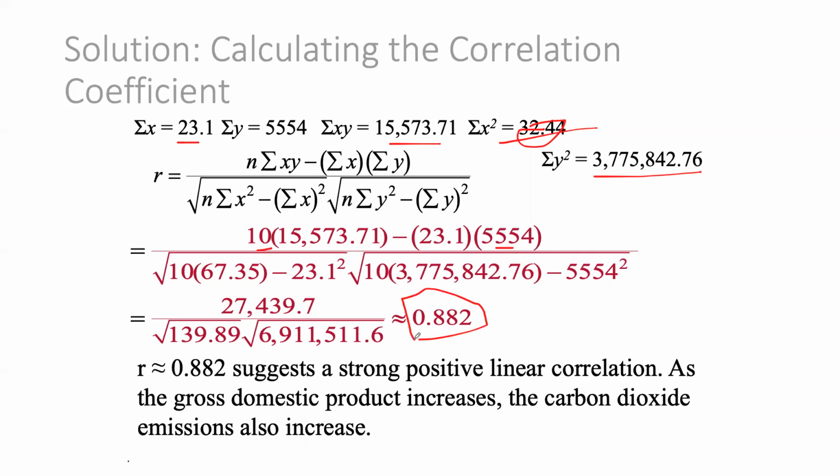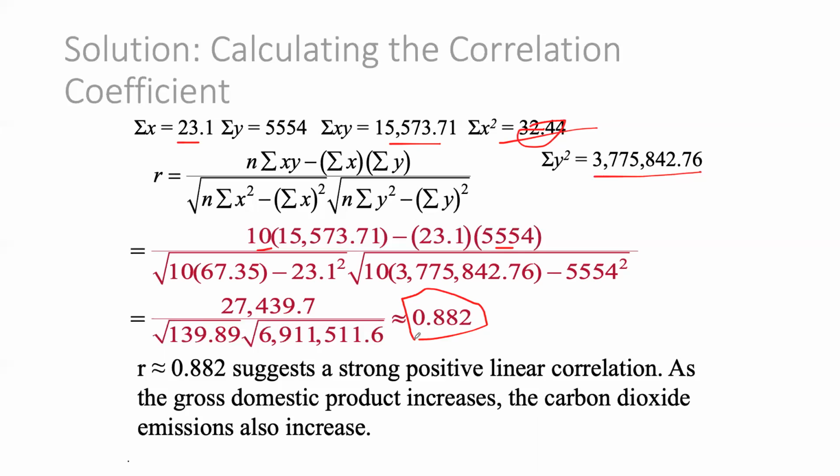So what does it tell us? R being 0.882 suggests, first of all, that R is positive. So we have a positive correlation, and this number here is 0.882, which is fairly close to 1, suggests that we have strong positive linear correlation, which gives us the indication that as GDP increases, the carbon dioxide emission levels also increase, and we have strong positive correlation between these two. Okay.